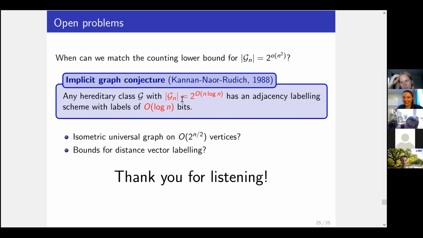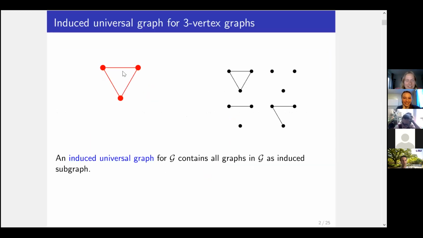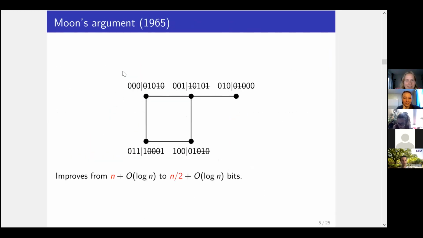Does anyone have any other questions? Actually, could I just have a look at Moon's construction again? Sure. And why did it end up giving us one more vertex than the very first example?